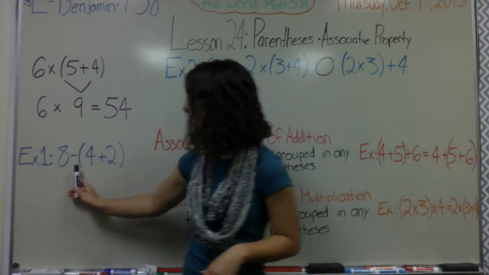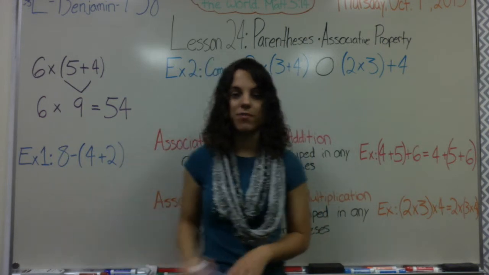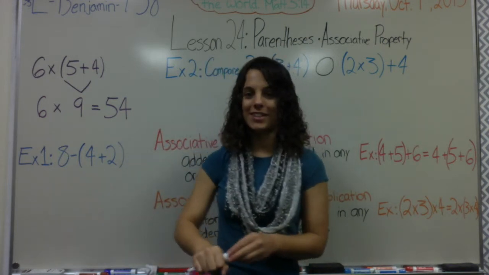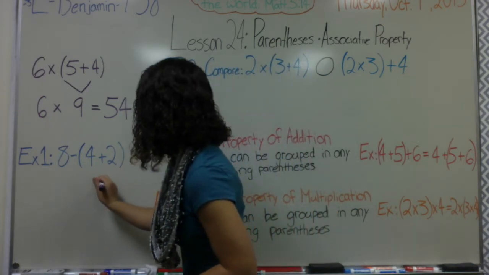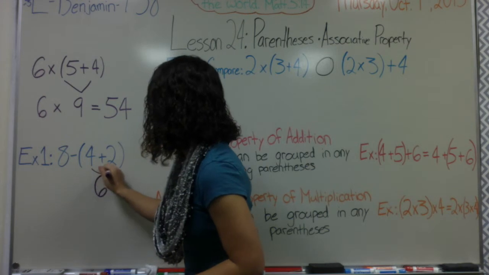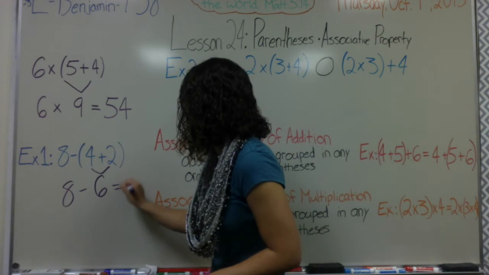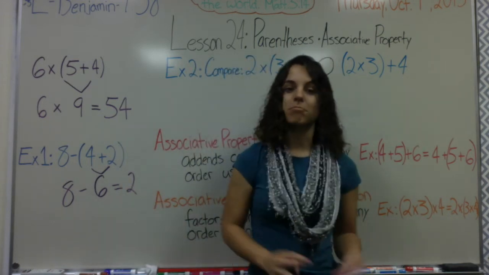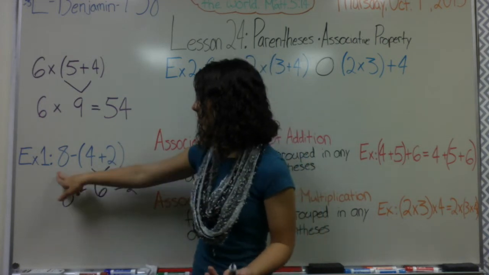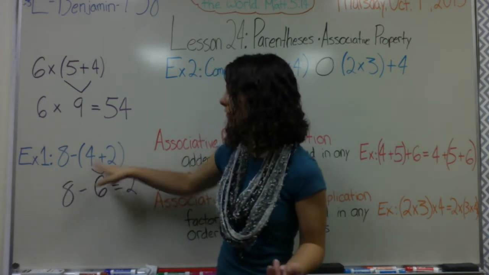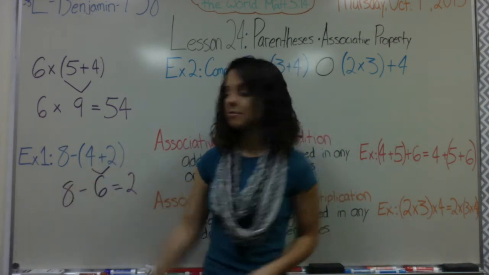We have 8 minus 4 plus 2, with the parentheses around the 4 plus 2. Go ahead and solve this first. It should be very simple since we have all one-digit numbers. We're going to start with 4 plus 2, which is 6. These are the ones that we do first. And then we have 8 minus 6, which is 2. So that's how you do it. You do your parentheses first, the group of addition, instead of doing 8 minus 4, which would be 4, and 4 plus 2, which is 6. Again, that would be completely incorrect.